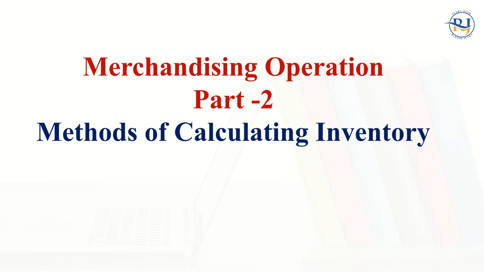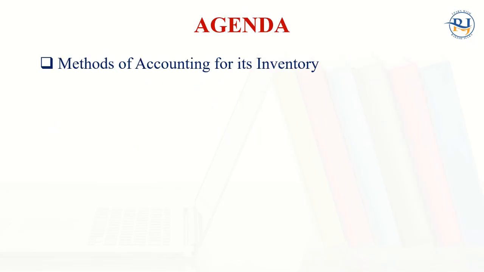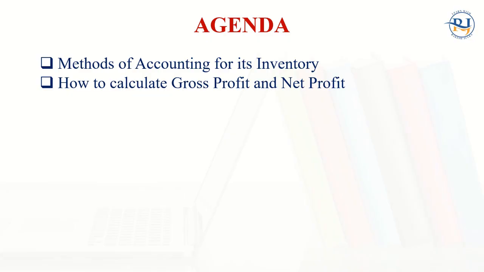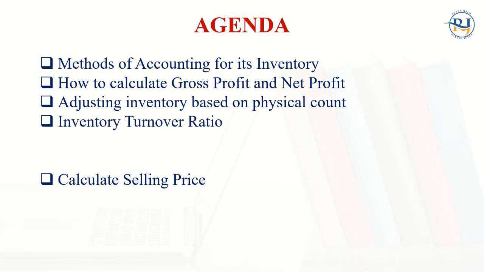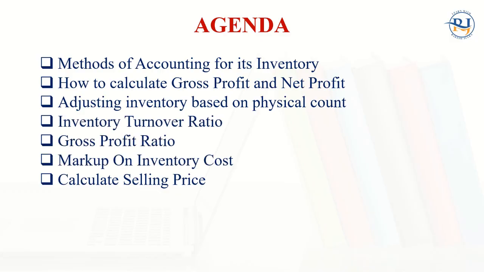Okay, so in this session I'm going to explain the different methods of calculating stock, or we can say inventory. I'll be explaining the methods of accounting for inventory and how to calculate the gross profit and net profit, and adjusting the inventory based upon the physical count. Also, we will calculate the selling price, inventory turnover ratio, gross profit ratio, and markup on the inventory cost.